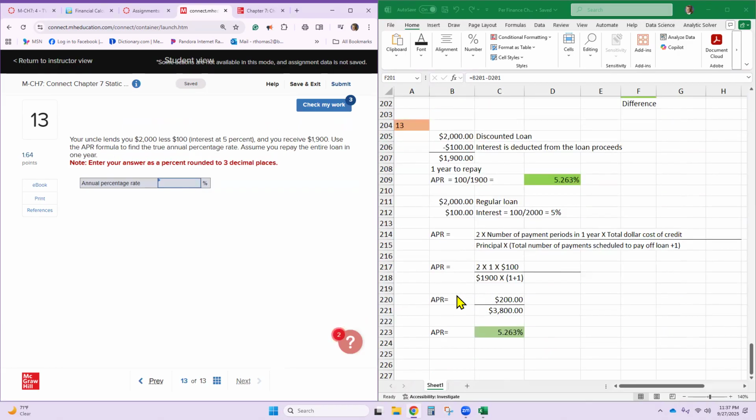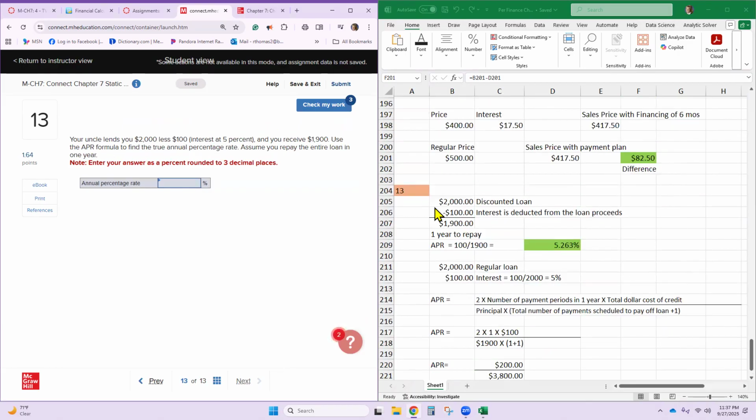Okay, here's how it goes. Your uncle lends you $2,000 less $100, which is interest at 5%, and you receive $1,900. Use the APR formula to find the true annual percentage rate. Assume you repay the entire loan at the end of the year. So let's go ahead and put in what we know.